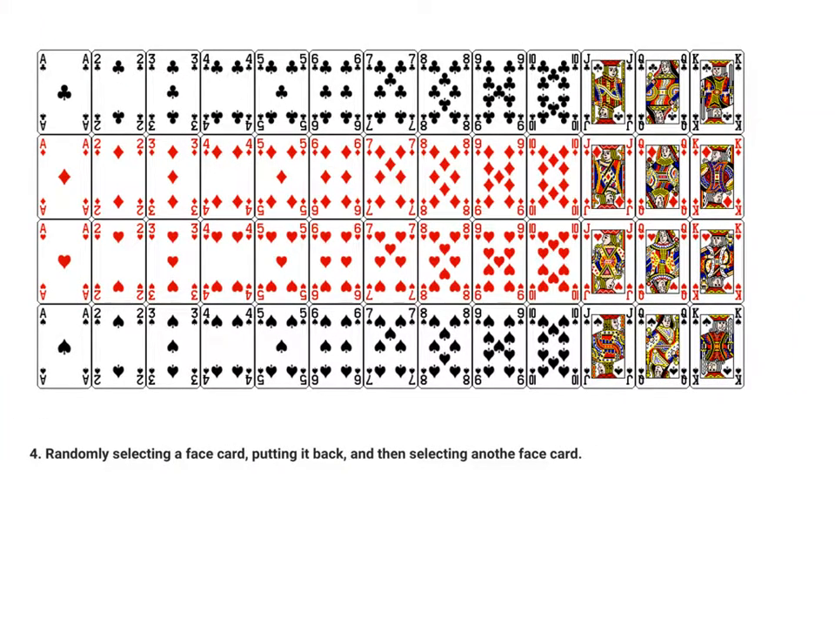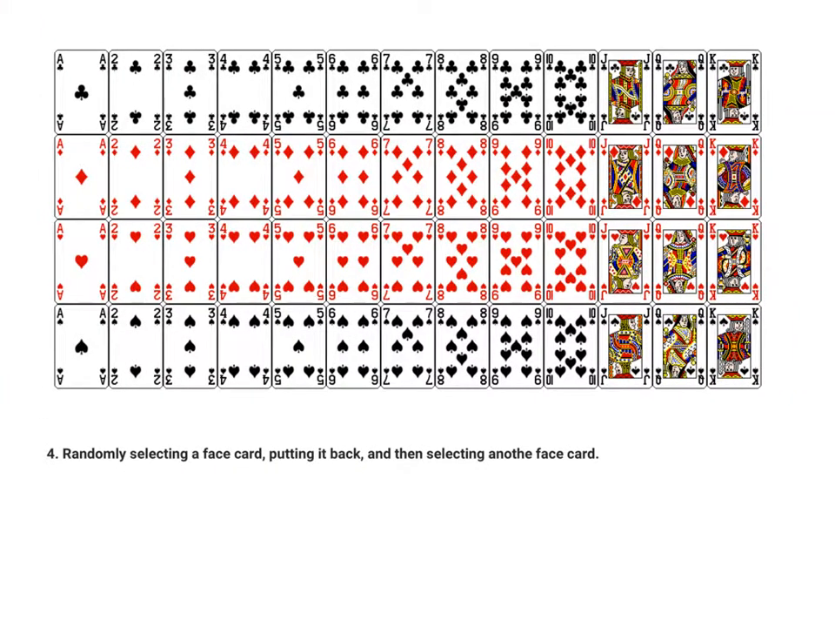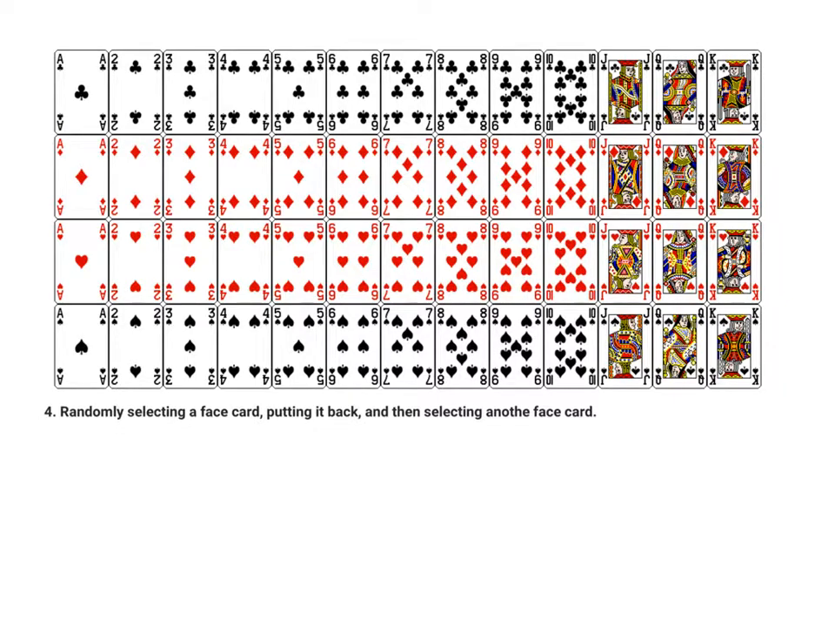Next one's going to be talking about randomly selecting a face card, putting it back, and then selecting another face card. So in this case, hopefully you can identify that we've got 2 events here. We've got a probability of an A and then a B. So this becomes probability of A, and I'm not going to write out "and then." I'm just going to put B and imply that that means "and then." Go ahead and identify my 2 events. In this case, my probability of A is going to be a face card.